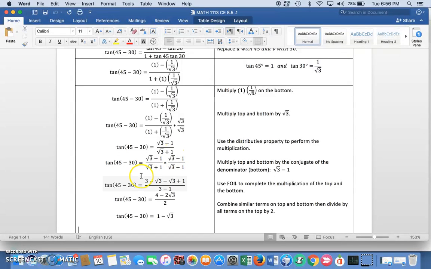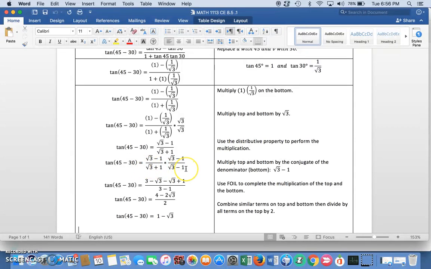First times first is 3. Outer terms, negative the square root of 3. Inner terms, negative the square root of 3. Last terms, negative 1 times negative 1 is 1. You will also FOIL the bottom.